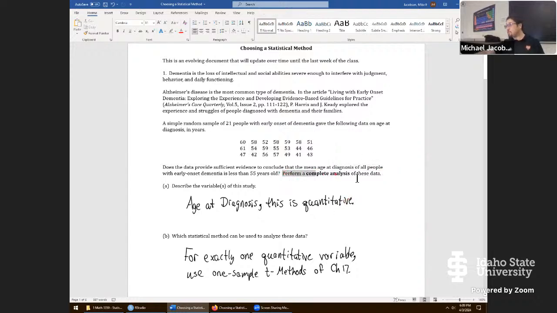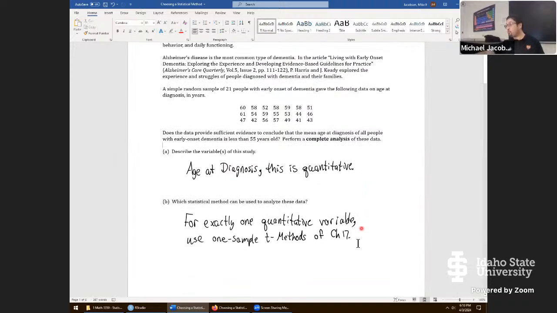It says perform a complete analysis. So what that means is you get to pick the analysis. You might do a confidence interval, you might do a hypothesis test, whichever makes more sense in this problem. Looking at the form of the question, that looks like it's being asked as a hypothesis test right here. Looks like a left tail test because it said less than. But you could still analyze this as a confidence interval if you choose to. So it's kind of up to you on these kinds of problems. But this is why we would use the one sample t procedures.